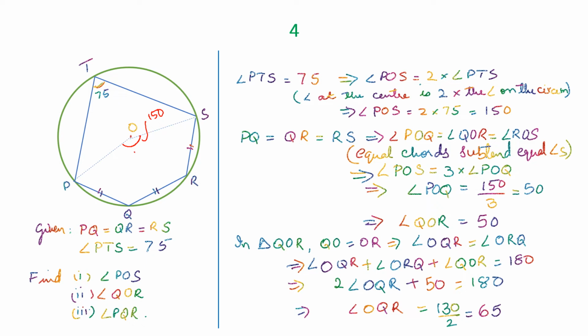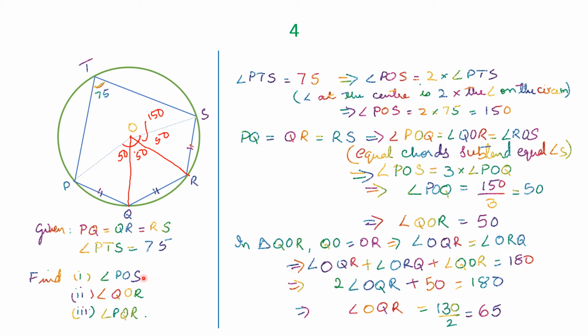Also, since PQ is equal to QR is equal to RS, the angles subtended at the center by these three chords are going to be equal. Since these three angles are equal, each angle is going to be 150 divided by 3, that is 50, 50, 50. So I have 50, 50 and 50 over here. So angle QOR is equal to 50 degrees.